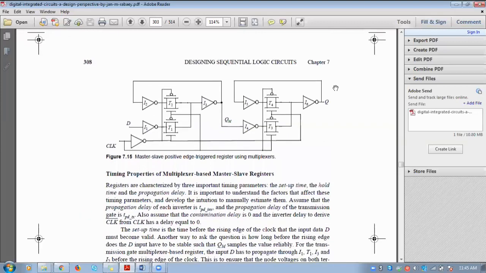So this is actually your transmission gate based design. So this is your positive latch, since NMOS is connected to clock, right? Here, see, this NMOS is connected to clock bar. So it is a negative latch. So this is your master, this is your slave.